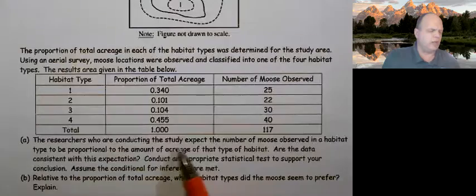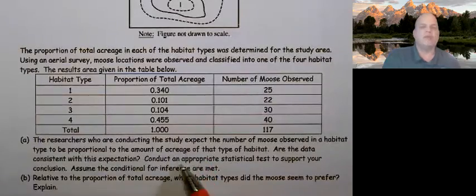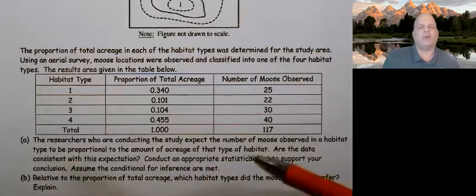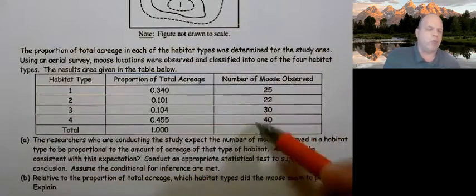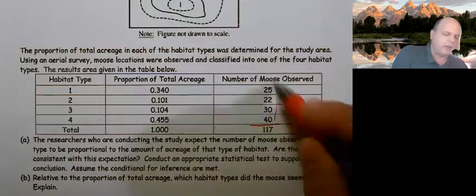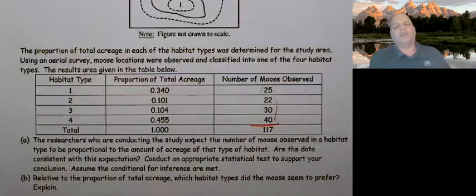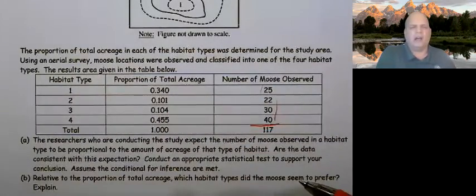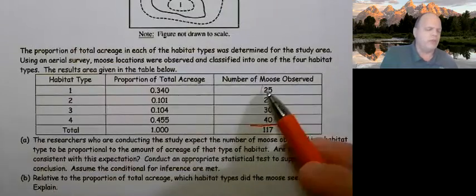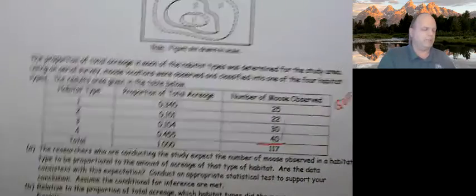Researchers who are conducting the study expect the number of moose observed in a habitat to be proportional. So they have expectation is proportional. Since I'm comparing to proportion, this tells me I'm working with a chi-squared. I only have one column of counted data. I should have drawn a line. This is my column of counted data. This over here is not counted data, so it's not part of the matrix. I only have one column. This makes this a goodness of fit test.